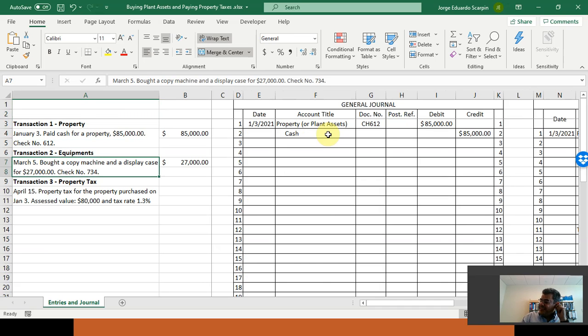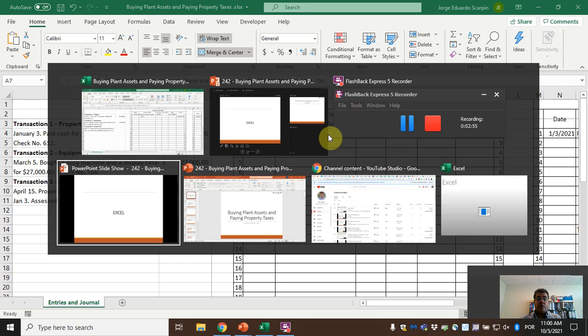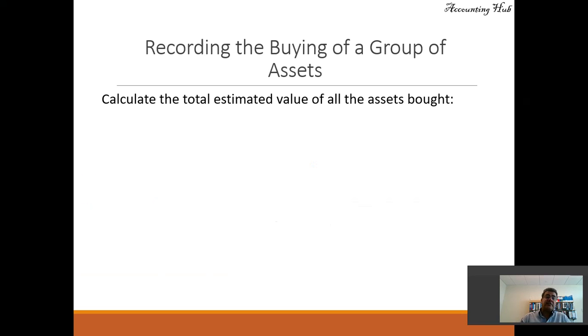However, in this second transaction, we are purchasing two equipments, paying only one number. How do we split this $27,000 into the copy machine and a display case? So let's go back to our PowerPoint. How to record the buying of a group of assets.